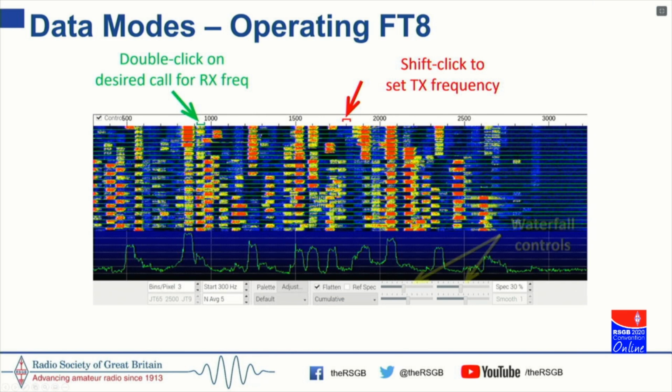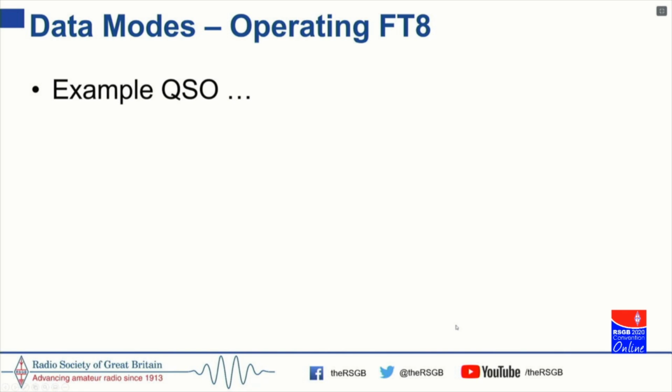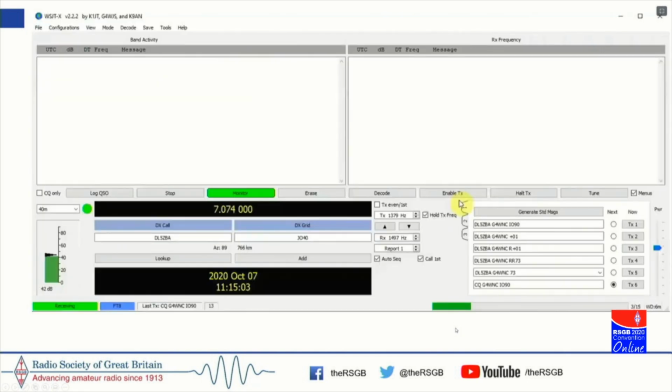To get the best display, you can use these controls down here to adjust the contrast, etc., of the waterfall control. And if you want to adjust the spectrum, you do it with these controls. So let's look at an example QSO, which will show you what's going on. So if I start this, this is a video of a QSO I had this week.